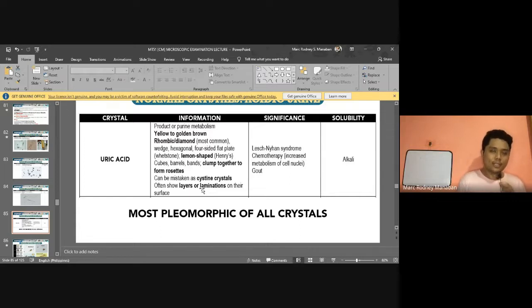Of course, it is normal to have a few uric acid crystals in our urine, because this comes from normal purine metabolism. But increased uric acid concentrations, such as in Lesch-Nyhan syndrome, chemotherapy, and gout, put patients at higher risk of having uric acid crystals in their urine, if their blood uric acid concentration is high. In Lesch-Nyhan syndrome, there is a deficiency in the enzyme HGPRT, hypoxanthine-guanine phosphoribosyltransferase. In chemotherapy, metabolism of cell nuclei releases purines, therefore a lot of uric acid. And in gout, there is deposition of excess uric acid in the joints. Solubility is in alkali; it dissolves in alkali.